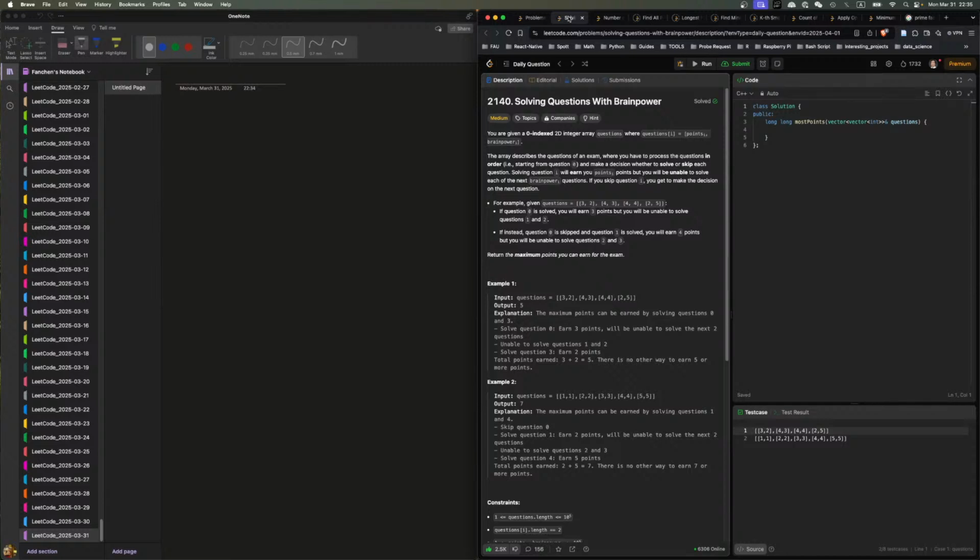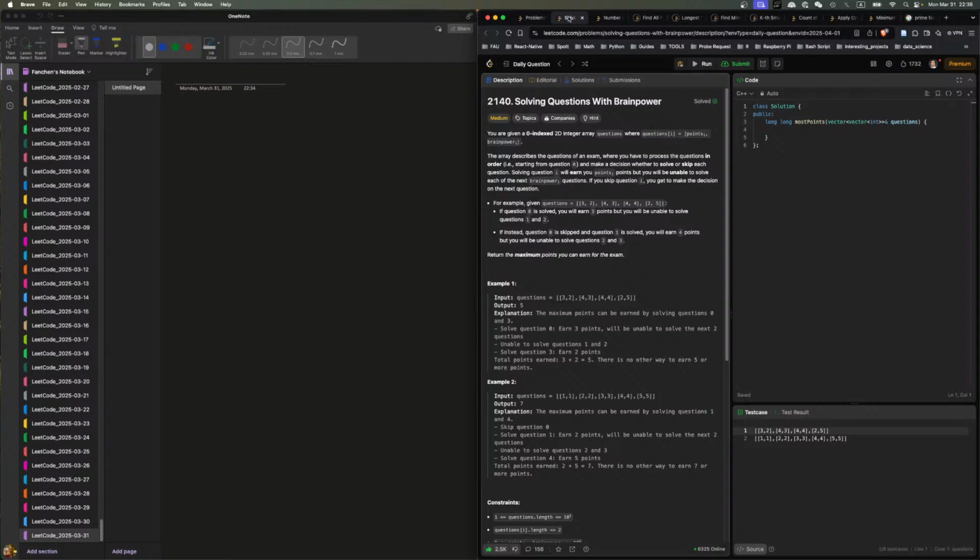Solving questions with brain power. You're given a zero-indexed 2D integer array where questions[i] is points and brain power. The array describes the questions of an exam where you have to process the questions in order and make a decision whether to solve or skip each question. Solving question i will earn you points, but you will be unable to solve each of the next brainpower questions. If you skip question i, you get to make the decision on the next question. What does the next brainpower mean?